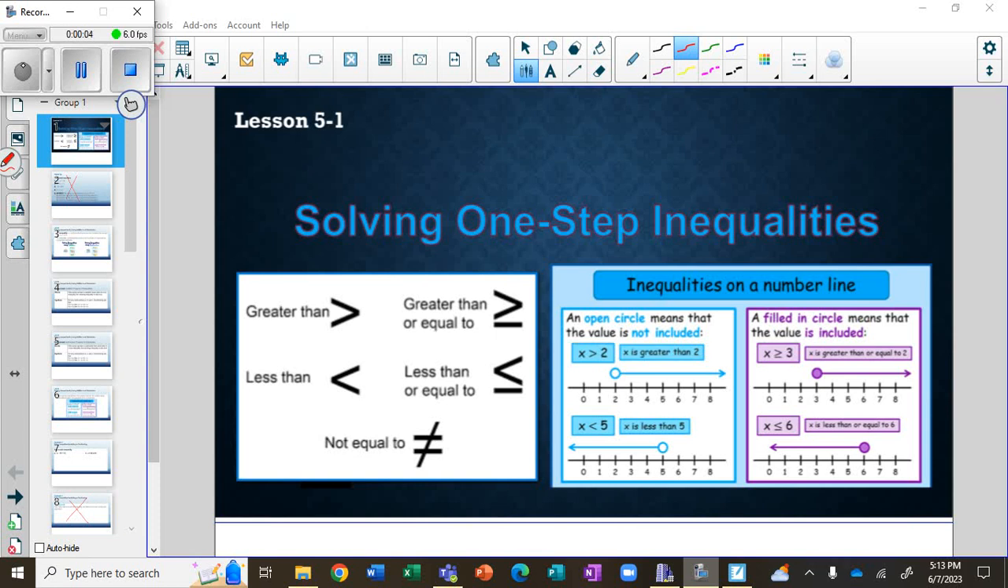Lesson 5-1, solving one-step inequalities. So inequalities are those symbols that you're comparing: greater than, less than, greater than or equal to, less than or equal to, and the one that we don't think too often about is does not equal to.